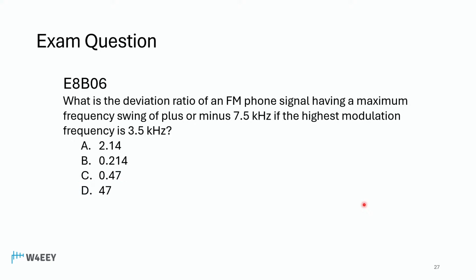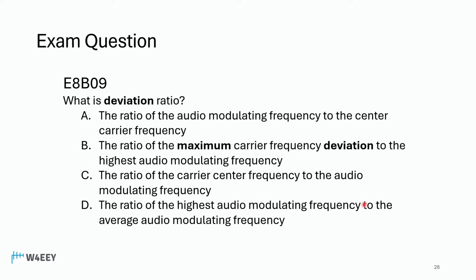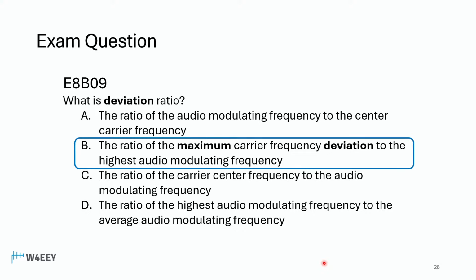Here's another one, it works the same way. What is the deviation ratio of an FM phone signal having a maximum frequency swing of plus or minus 7.5 kilohertz if the highest modulation frequency is 3.5 kilohertz? Alpha, you can do that one in your head. What is deviation ratio? Again, I've given it away, but when you see deviation ratio, you think of Bravo, the ratio of the maximum carrier frequency deviation to the highest audio modulating frequency. When you see highest audio modulating frequency, you can think of that as a maximum as well. So it's the ratio of two maximums.